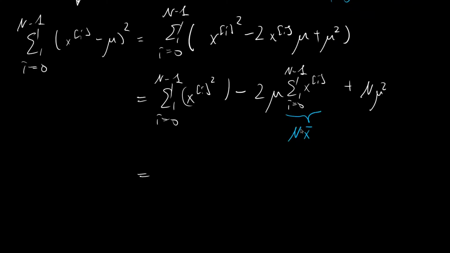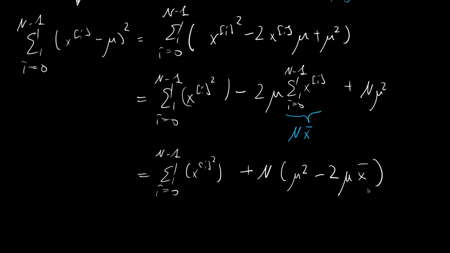When we do this, then we can factor out an n from the last two terms, and we have the summation from i=0 to capital N-1 over the xi squared plus an n times a mu squared minus 2 mu x bar, closing brackets. Then we see that this looks really similar to a quadratic form. So if we would have a mu minus an x bar in brackets squared, it's just missing the x bar squared component. So let us add an artificial x bar squared minus an x bar squared so that we can complete the square.